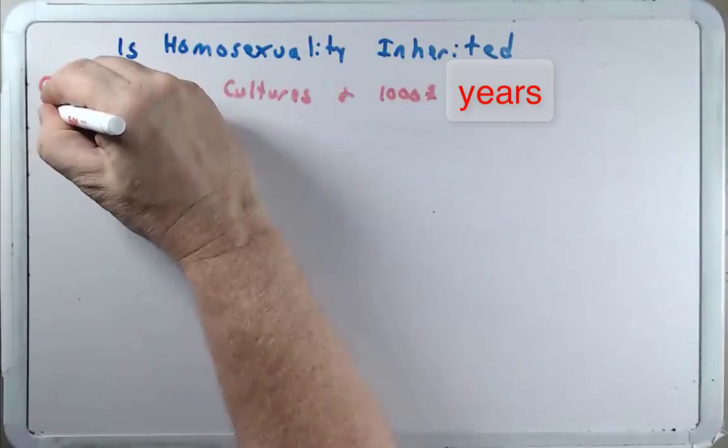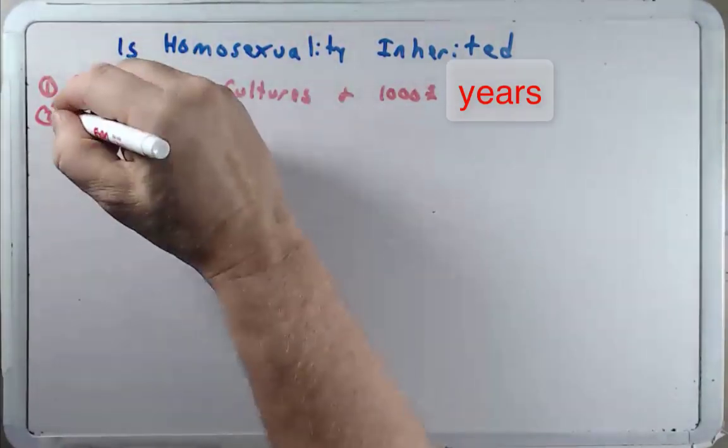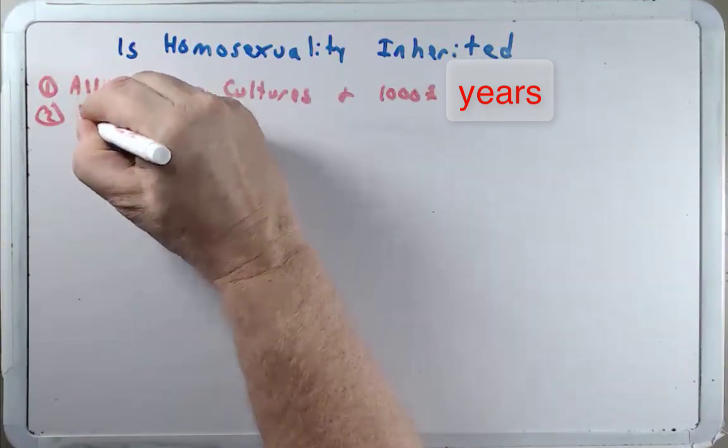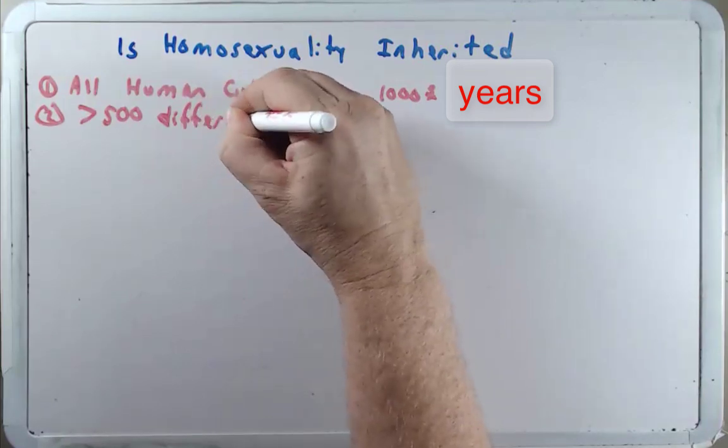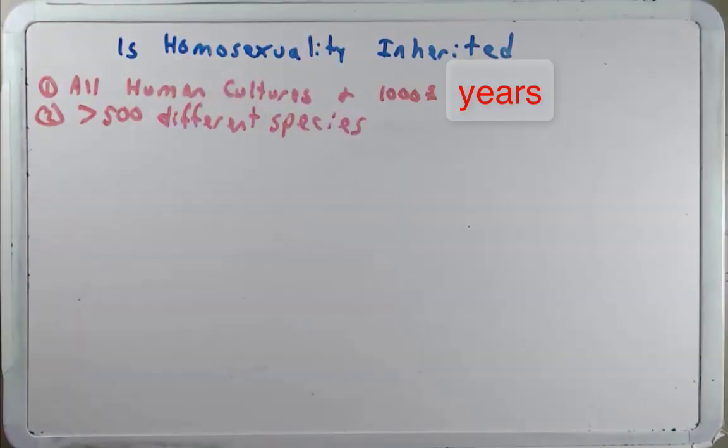In addition, homosexuality has been documented in greater than 500 different species. We see it in different primates, including humans. We see it in dolphins. We see it in lions and tigers. We see it all over the place.